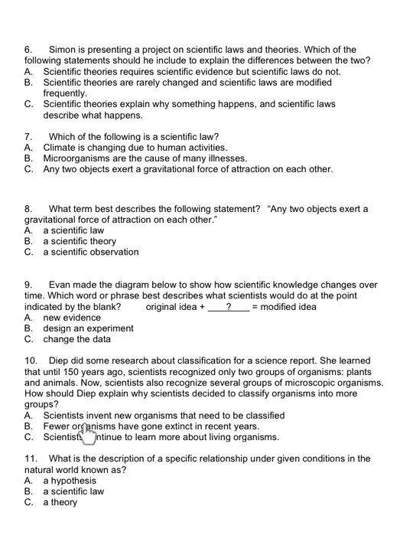A. Scientists invent new organisms that need to be classified. B. Fewer organisms have gone extinct in recent years. C. Scientists continue to learn more about living organisms. Number 11. What is the description of a specific relationship under given conditions in the natural world known as? A. A hypothesis. B. A scientific law. C. A theory.